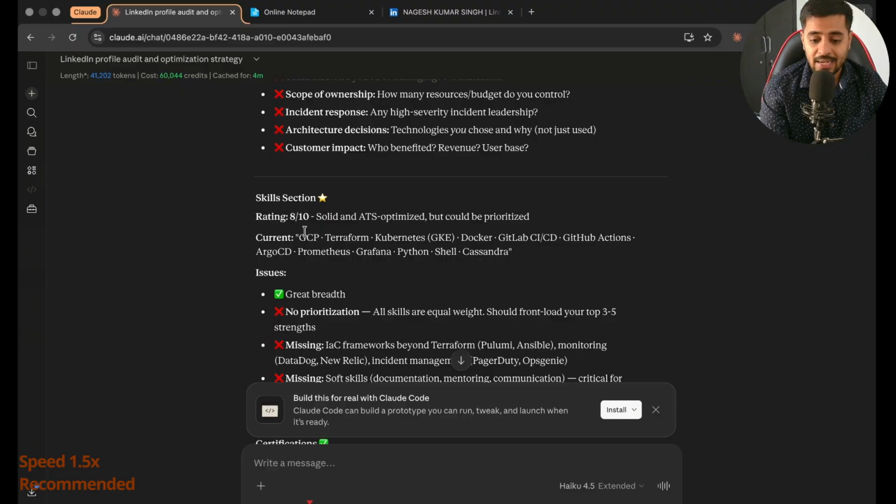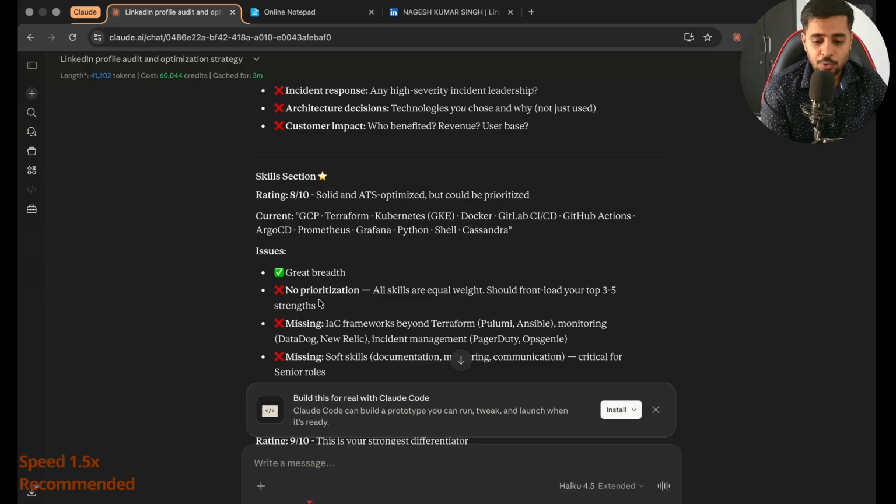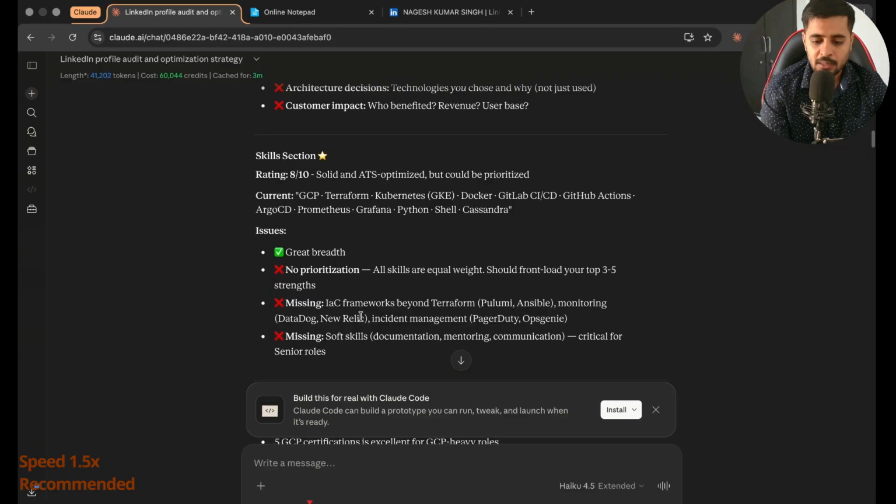Skill section, rating 8 by 10, great, solid and ATS optimized but could be prioritized. Current: GCP, Terraform, Kubernetes, Docker, GitLab CI/CD, GitHub Actions. Okay, great breadth. No prioritization. All skills are equal weight. Should front load your top 3-5 strengths. Okay, great. Missing IaC frameworks beyond Terraform. Pulumi, Ansible, monitoring, Datadog, New Relic. So I need to add these.